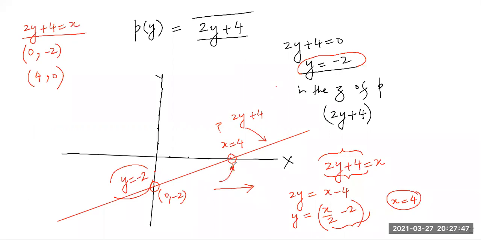We got it? So I'm asking a fellow student, he says he has not understood. So once again, 2y plus 4, we wanted to find out its 0. This cuts the y-axis at y is equal to minus 2. From there we came to know that y is equal to minus 2 is the 0 of this polynomial 2y plus 4. But this line also cuts the x-axis at x is equal to 4.